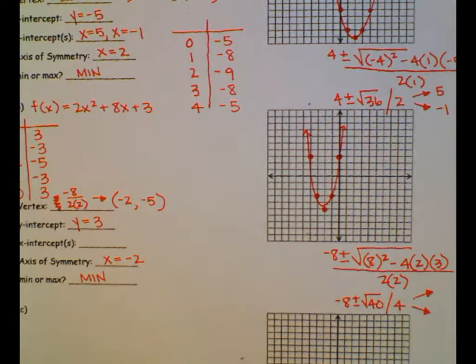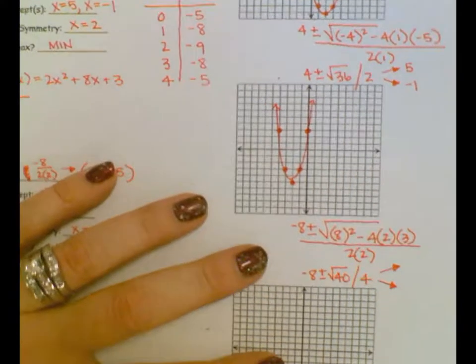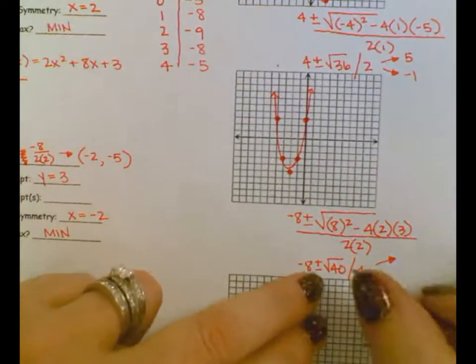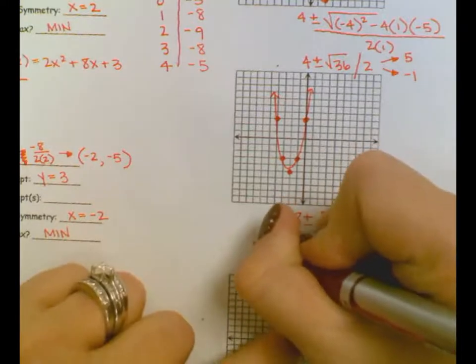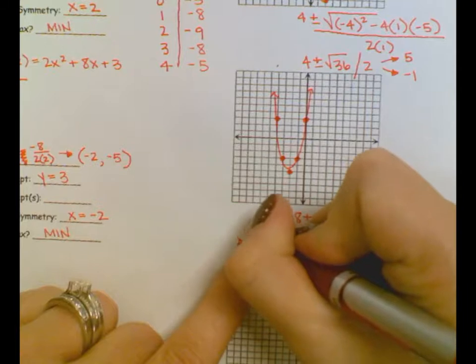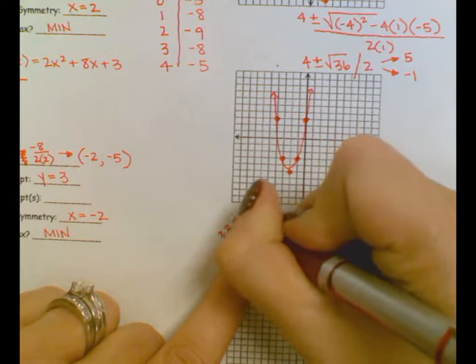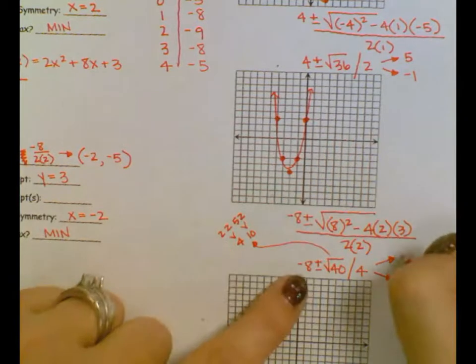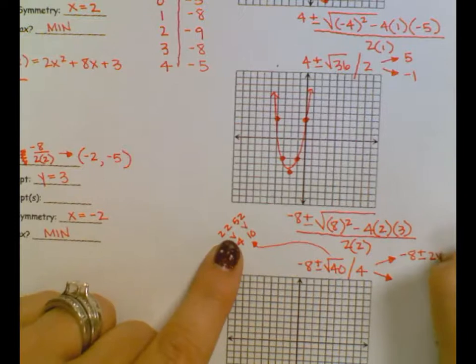So let's break down the 40. I'm going to have a little room over here. Where should I put my little tree? Let's get my tree over here. So 40 is 4 and 10, 2 and 2, 5 and 2. So this is negative 8 plus or minus 2 radical 10 over 4.